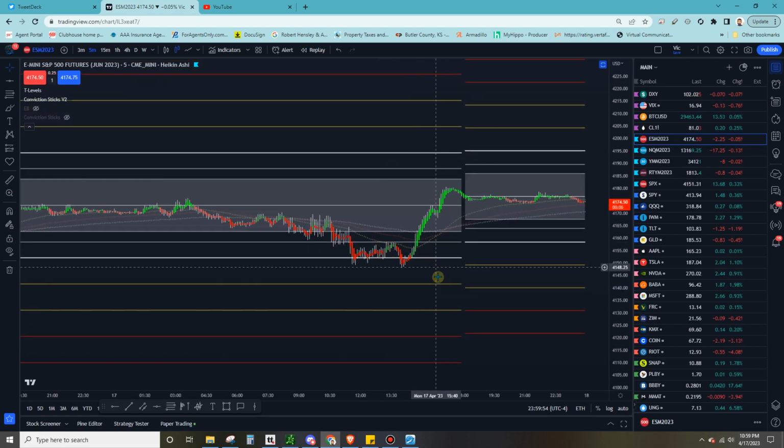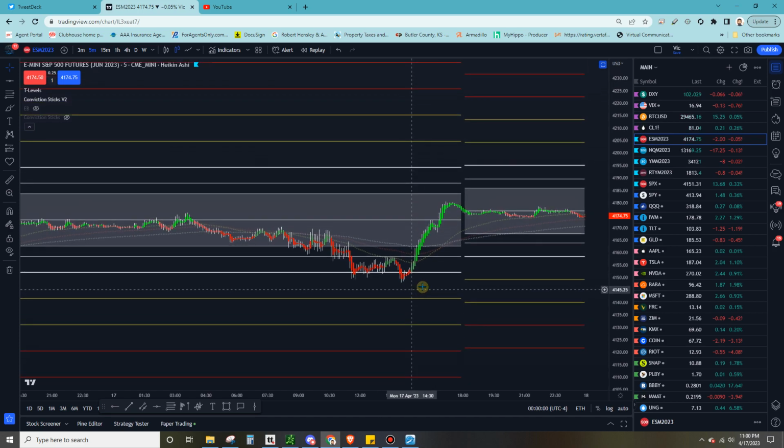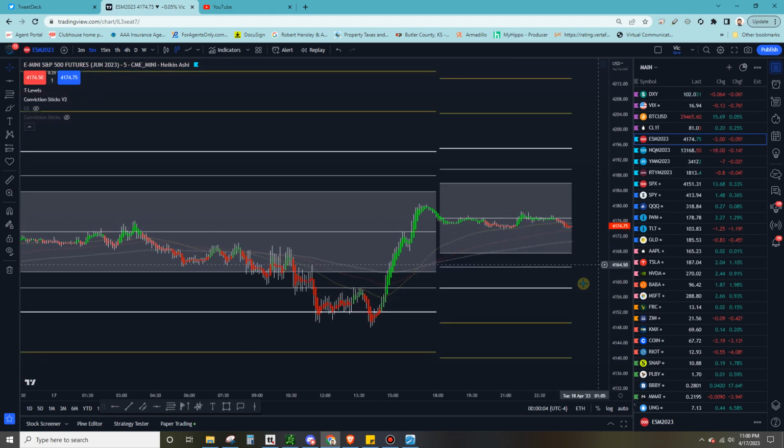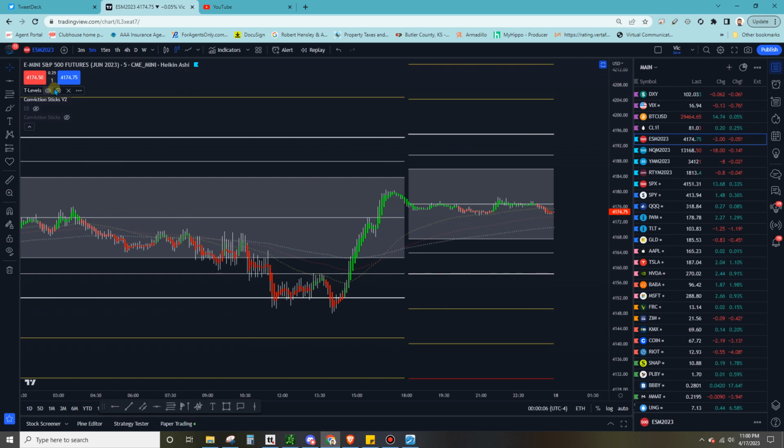It doesn't look like it could really break this 41.52. Then it tried to make an attempt to 41.41. It just couldn't. And then it basically released the crack into the upside. So, but yeah, using the T-Levels are really nice.